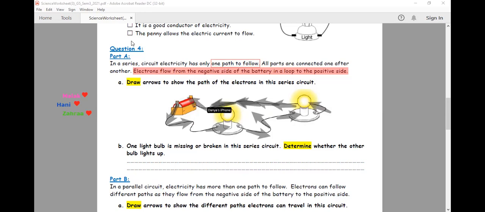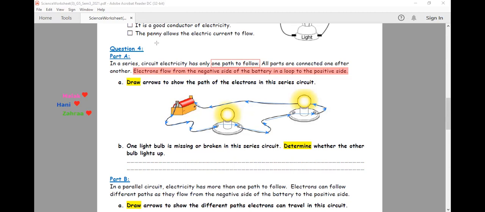Bravo. Please don't send me anything in the chat since I cannot check it while sharing the screen. So, for those who did not get this, look, electrons leave the negative side of the battery and they flow through the wires inside this circuit. They pass through the first light bulb, then through the second light bulb, and back to the battery.